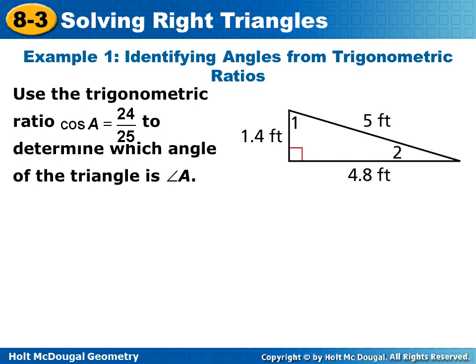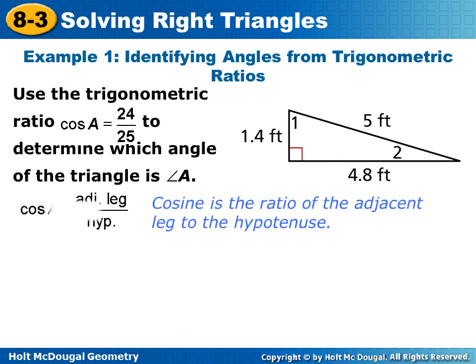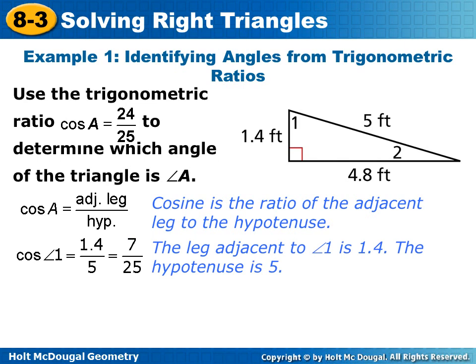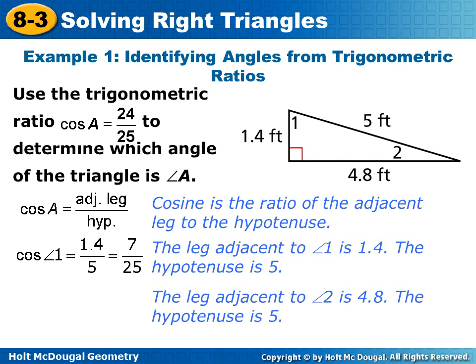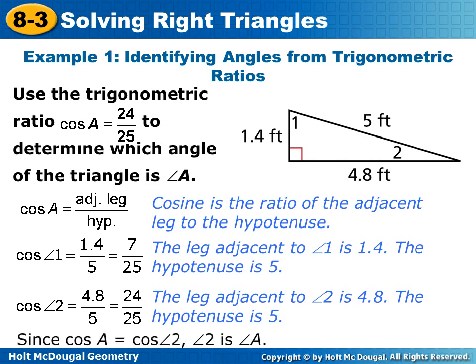So cosine of A is equal to 24 over 25. Cosine is the ratio of the adjacent to the hypotenuse. So cosine is equal to the adjacent over hypotenuse. We can write that out and substitute in 1.4 over 5 and 7 over 25. The leg adjacent to angle 2 is 4.8, so the hypotenuse is 5. So we can put in angle 2 as 4.8 over 5 equal to 24 over 25. Since cosine A is equal to cosine of angle 2, angle 2 is angle A. So we're just finding the cosines of both of these by plugging in the numbers and seeing which one matches the one that was given to us.